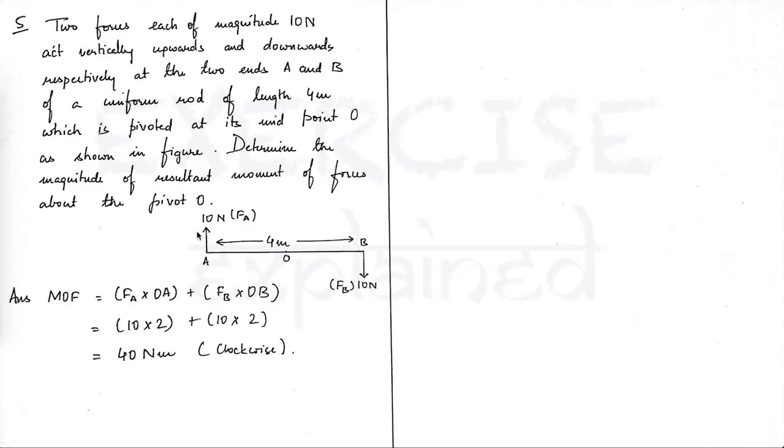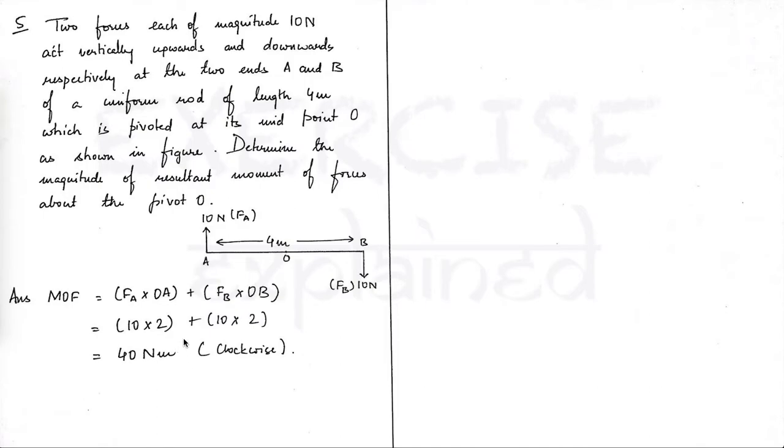So Fa is given as 10 newtons into OA, which is 2 meters, because the total distance is 4 meters and it is given here midpoint O. Midpoint means it will be at a distance of 2 meters. So OA will also be 2 meters and OB will also be 2 meters. So here 10 into 2 plus Fb into OB, so that gives me 10 into 2 again. So 10 into 2 is 20 plus 10 into 2 is again 20. So 20 plus 20 gives me 40 Newton meter.